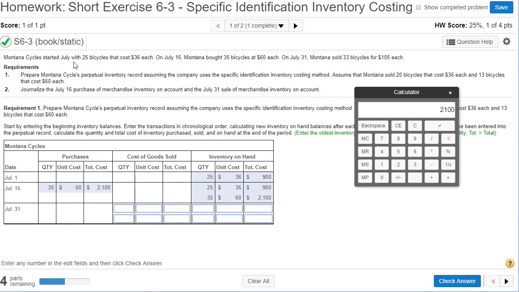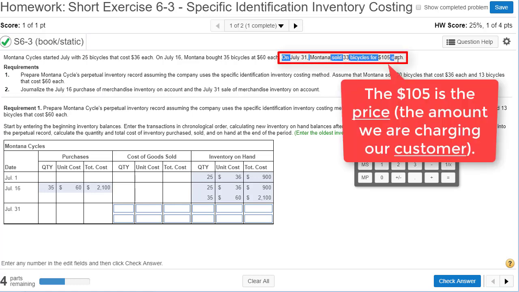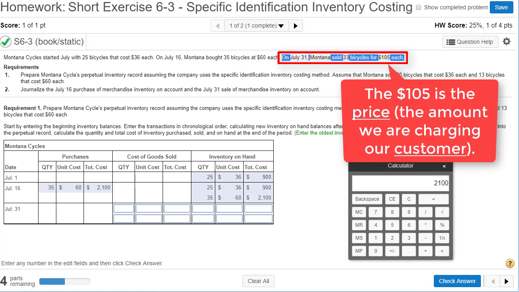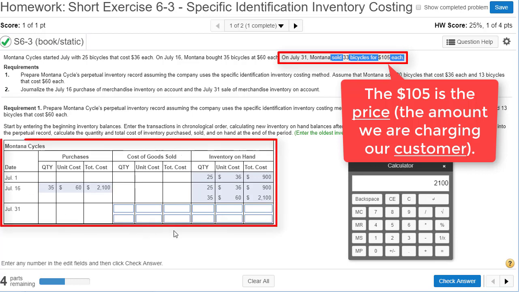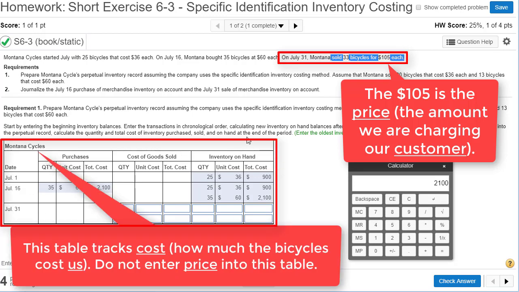Now, what's happening on July 31st? It says on July 31st, Montana sold 33 bicycles, and we're charging $105 each. Now, that's what we're charging our customer. This table here is only about our cost, so we're going to have to look elsewhere in here to see how much it cost us.